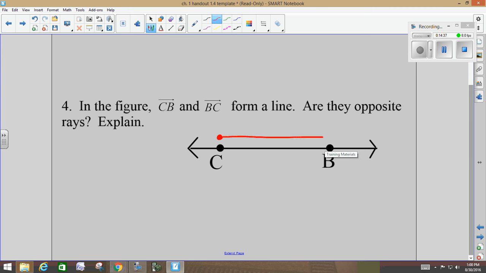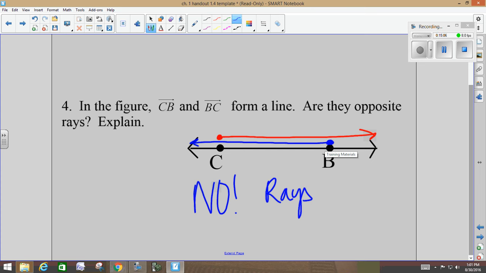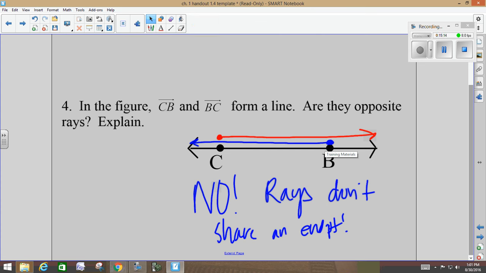Number 4, in this figure, we have ray CB. That one starts at C and it goes towards B. And then we have ray BC. Starts at B and goes towards C. They want to know if these are opposite rays or not. Marcel? Why not? Excellent. They don't share an endpoint. They form a line, but Barbie, they have to share that endpoint, right? Share an endpoint, form a line.